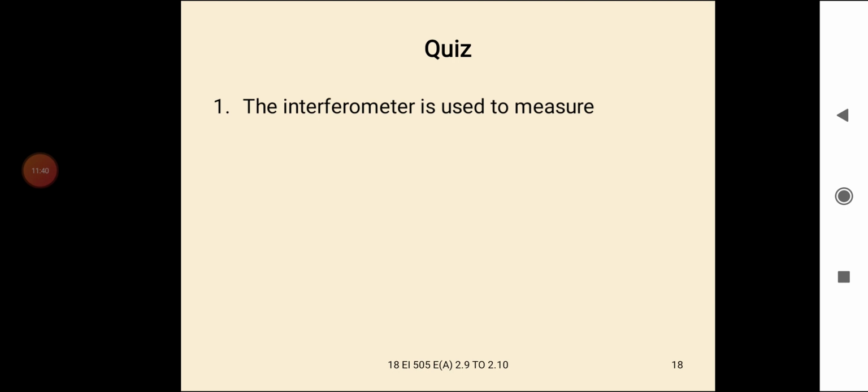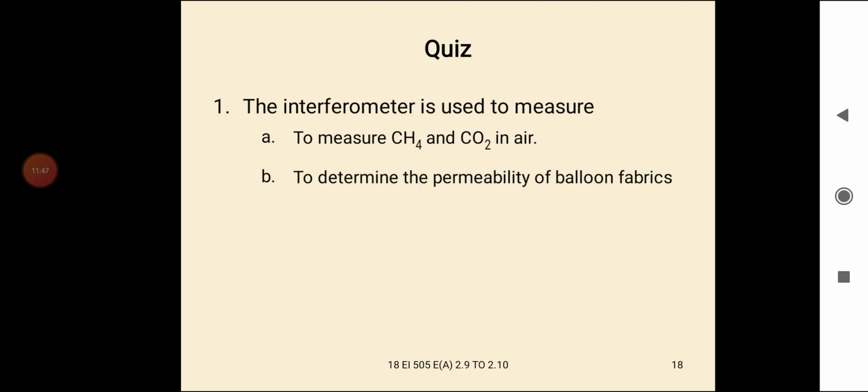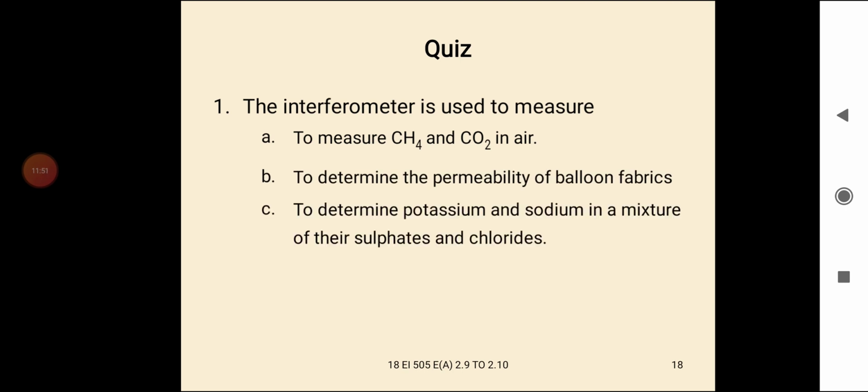Quiz: the interferometer is used to measure A. CH4 and CO2 in air, B. to determine the permeability of balloon fabrics, C. to determine potassium and sodium in a mixture of their sulfates and chlorides, D. all of the above. The correct answer is D, all of the above. A, B and C are all correct.